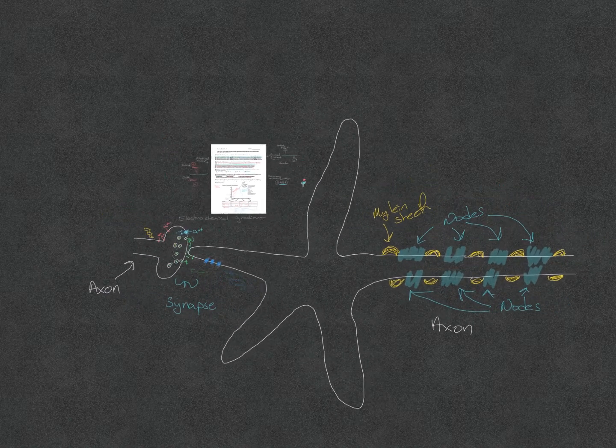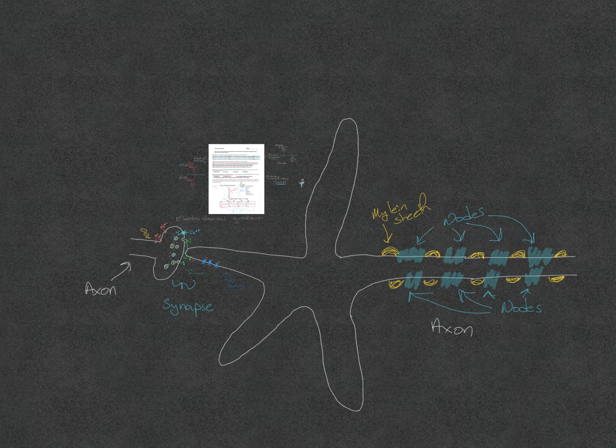All right, so at the nodes, the electrical potential, the electricity, is going to jump from one node to another node, all the way down, rather than opening up a million voltage gated channels. You only have to open up the voltage gated channels here. So the axon sends the signal down to the next neuron. And that's how it works.